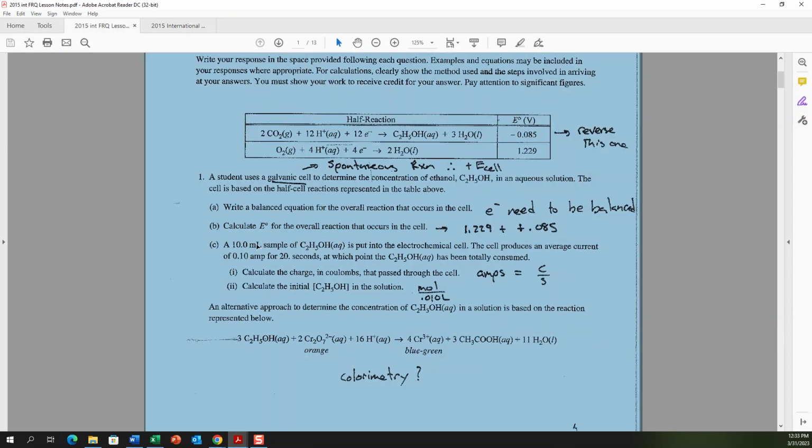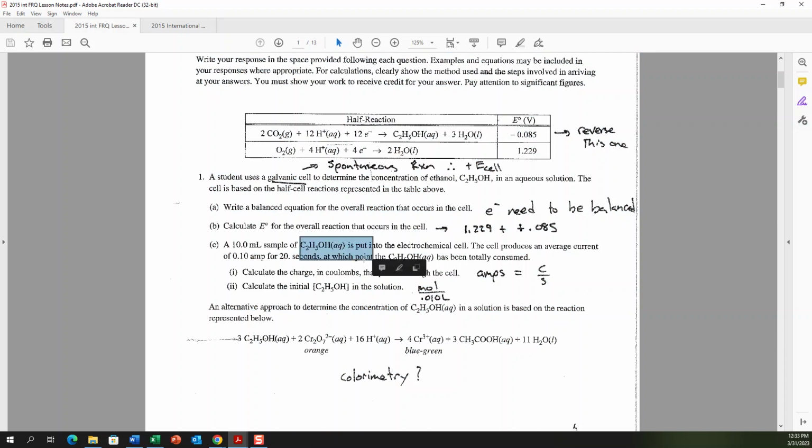All right, see, it says a 10 milliliter sample of this aqueous alcohol is put into an electrochemical cell. The cell produces an average current of 10 amps. Remember, amps are coulombs per second for 20 seconds. And remember, it tells you that amps are coulombs per second, so on your formula sheet. So don't sweat it if you forgot, but that's something to know. At which point the ethanol has been totally consumed.